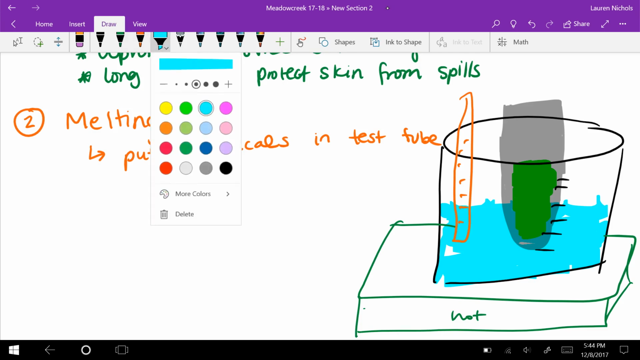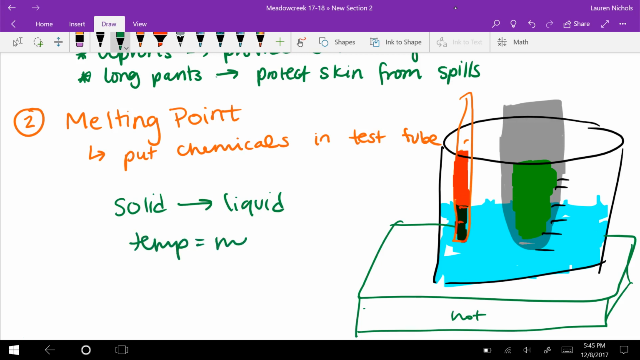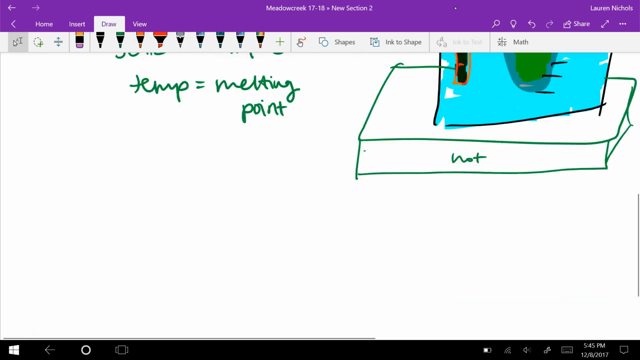Okay, and what happens is we use a thermometer to measure the temperature of the water. And as the temperature of the water changed, okay, so the temperature, that's the red stuff in the thermometer, the chemical inside the test tube, its intermolecular forces started to break apart and melt from a solid to a liquid. So when you have a solid turn into a liquid, the temperature is the melting point. And that was one lab that we did in class. And obviously, that is the most beautiful picture you will ever see of it. But whatever.